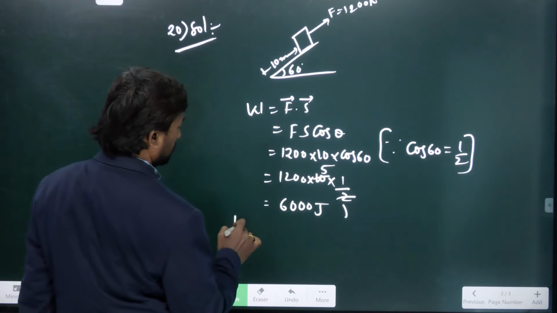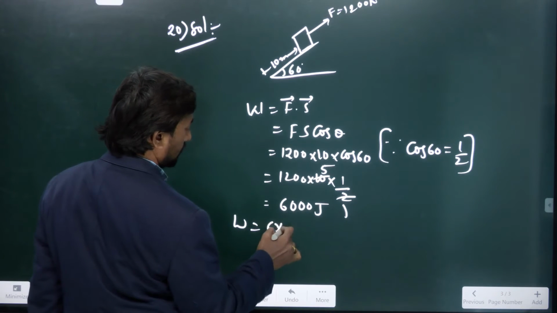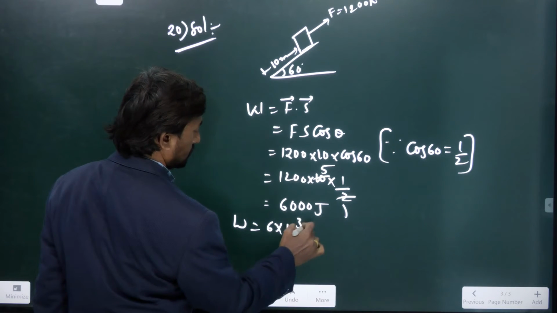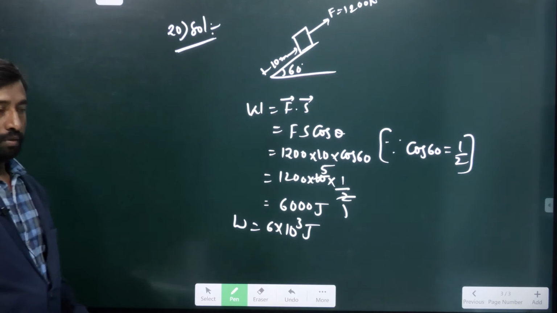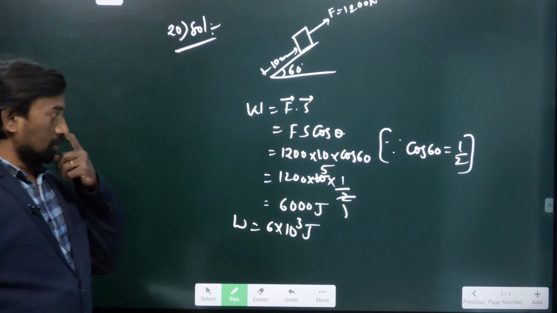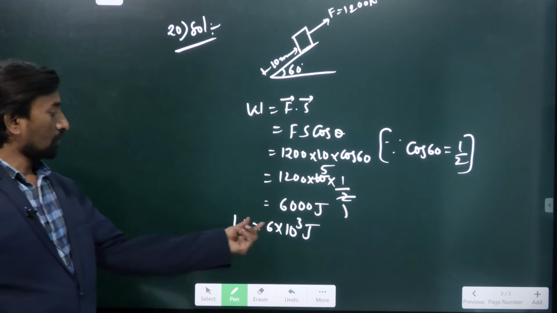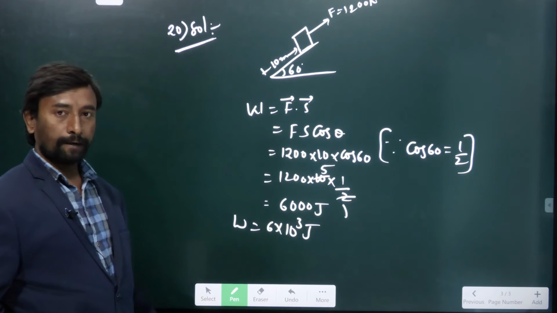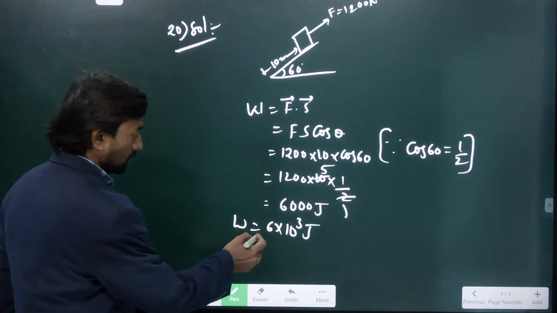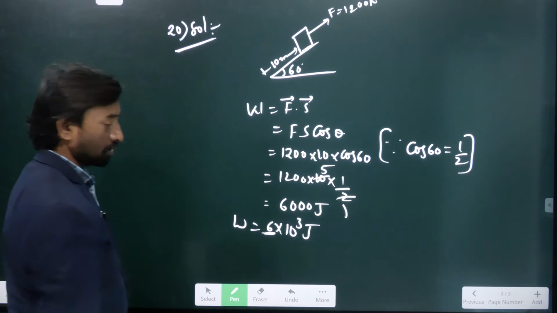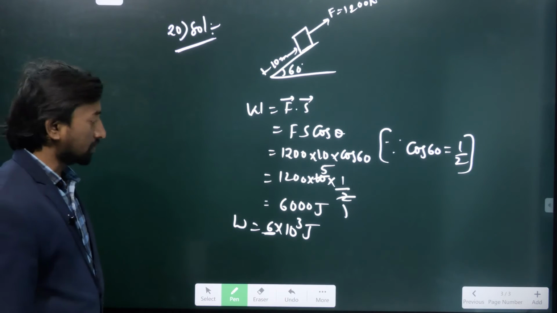6000 joules will come there. In the question it is given in this form, so you can write 6000 joules as 6 into 10 to the power of 3 joules. So this is the numerical value. The answer is 6.